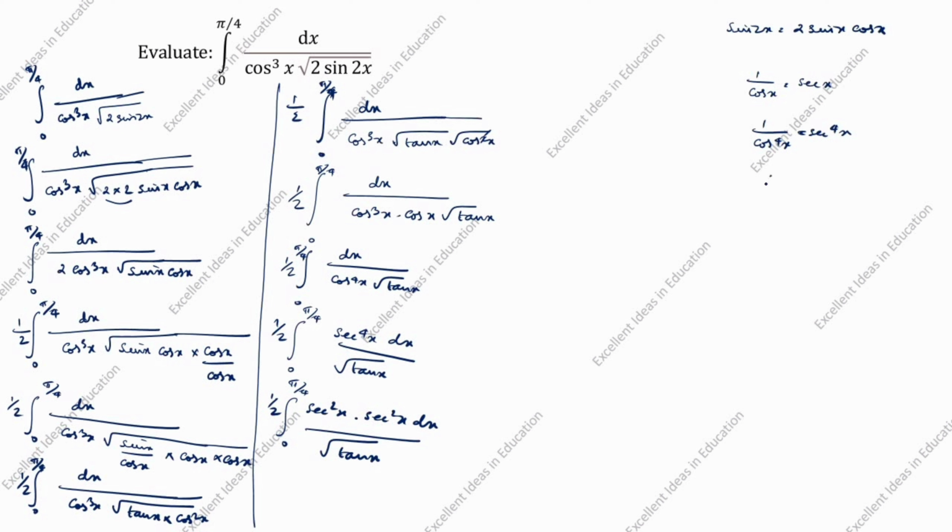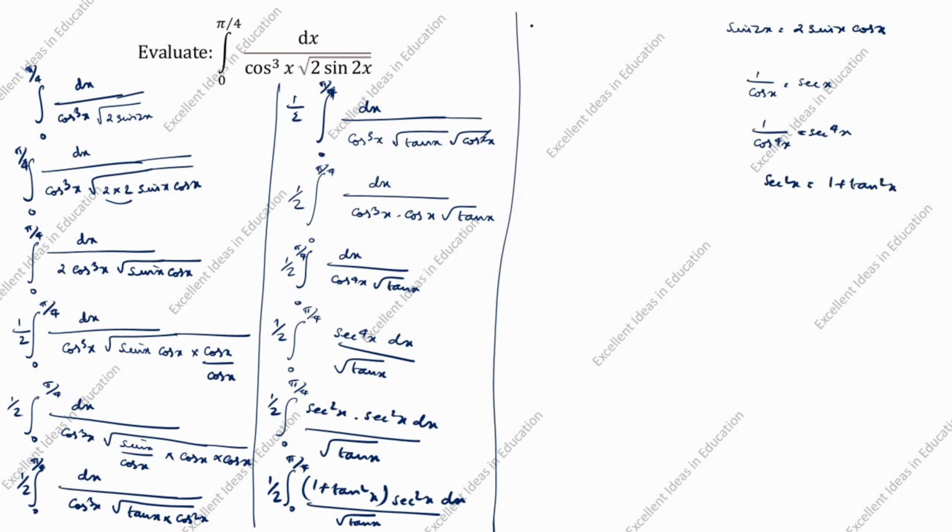Secant square x, what is the formula of secant square x? Is equal to 1 plus tan square x. Integration from 0 to pi by 4 of 1 by 2, it is 1 plus tan square x into secant square x dx divided by root of tan x. Next, let tan x is equal to t. Tan x differentiation is secant square x dx is equal to dt.